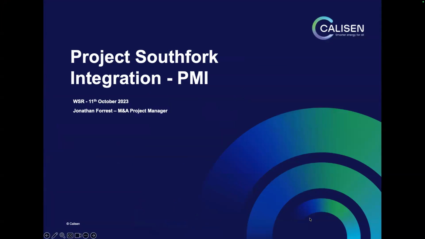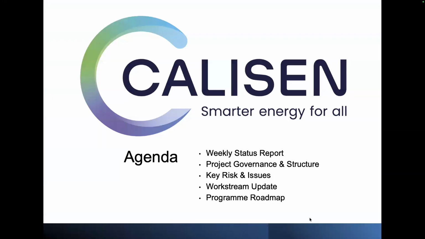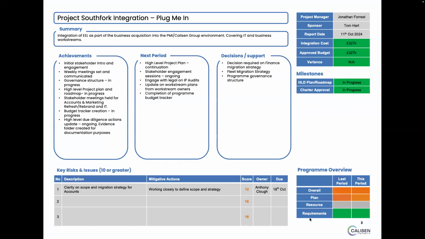right? So there you go, gives you the title. So this one has a cover page, gives you the title of the project, gives you the details, what the agenda of the project is about. And again, the same information, just presented in a different way. You see here the title of the project, the summary of the project. So what is the project about? What was the achievements? What have they got planned for next period? What are the decisions and support that might be required?